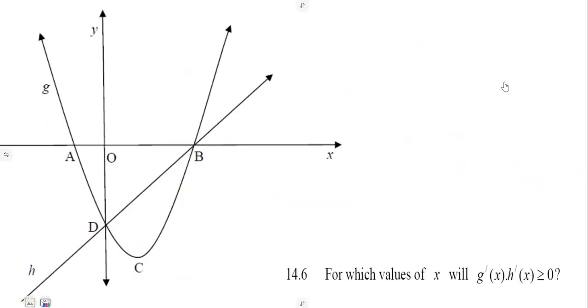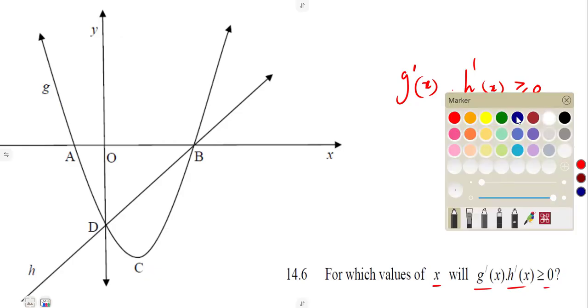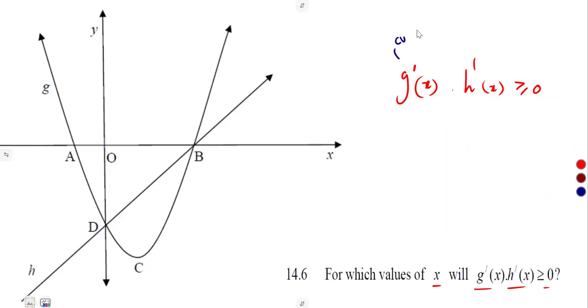Just consider, is it an increase or a decrease? There we also have another condition. For which values of x will this first derivative and this be greater than 0? The first derivative of g times the first derivative of h will be greater than or equal to 0. All right, let's consider g. g is a parabola. Remember, for a parabola, the critical value will be the turning point. So it's going to be the turning point at C, and the value was corresponding to 1,5.